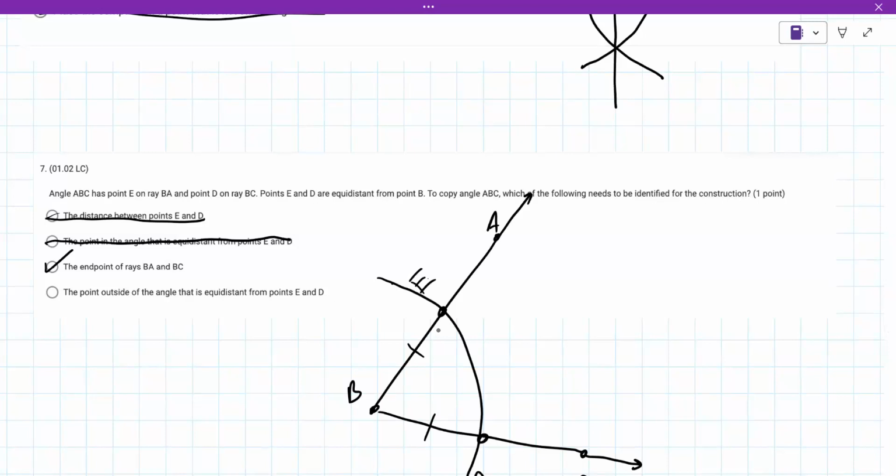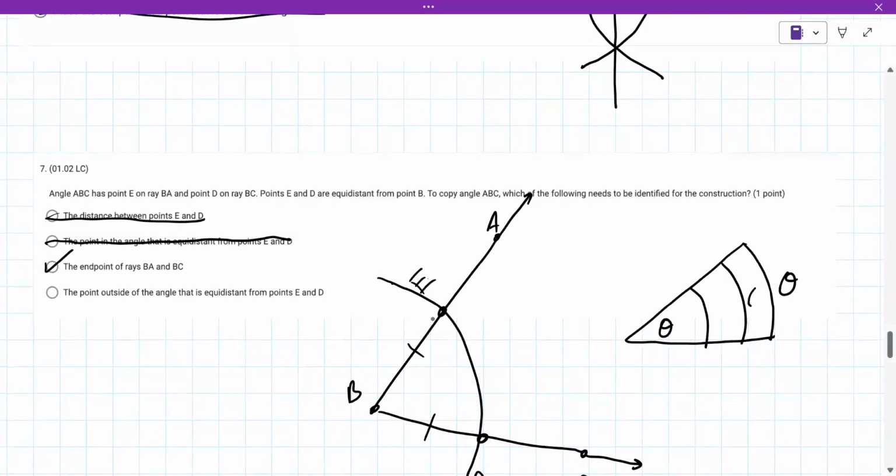Yeah, because you don't actually need the distance, you need the arc. But I mean, just in fairness to the question, what they're saying is that the angle right here, whatever the angle is, it's the same no matter where you swing the arc.